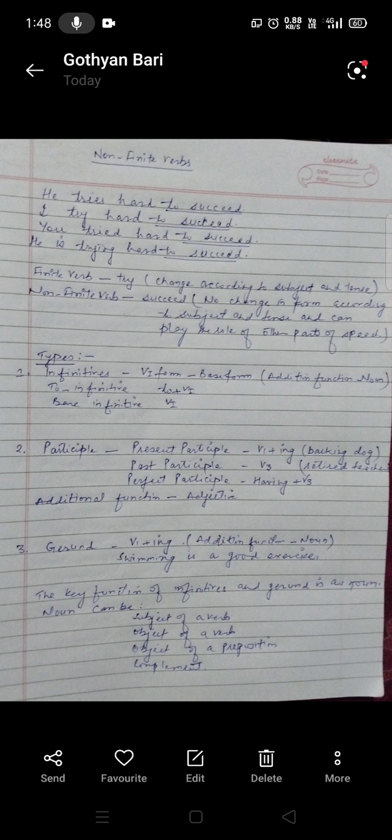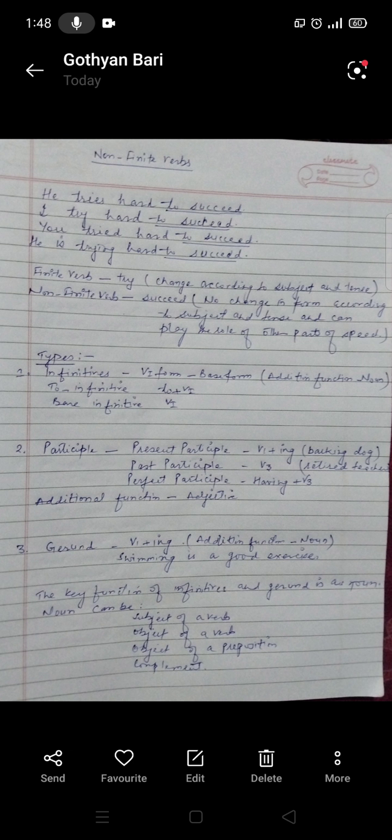For example, in the sentence, swimming is a good exercise, the word swimming, swim with the suffix ing, is functioning as the subject of the verb is. It might be the object, like, I like reading books. Here reading is an object of the verb like. So these are three different types of non-finite verbs.